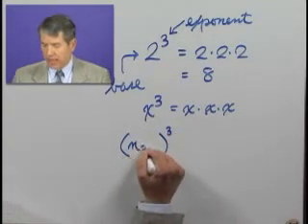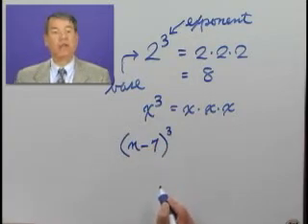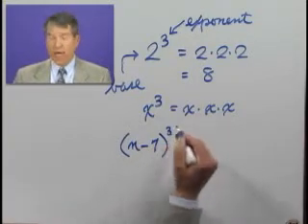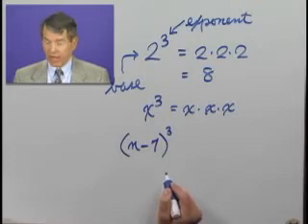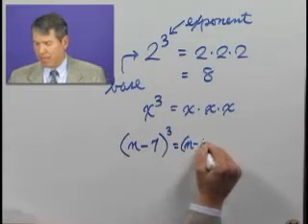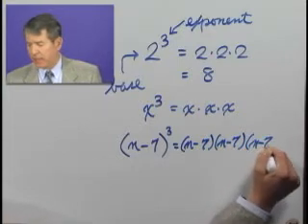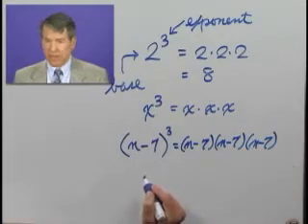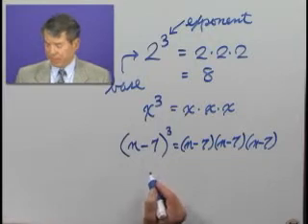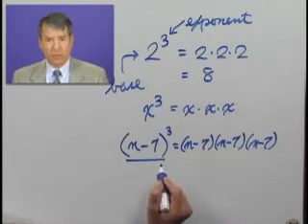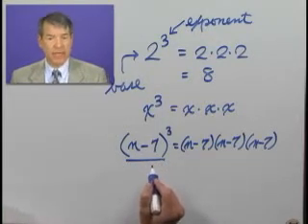Suppose I had n minus 7. If I'm going to take n minus 7 to the third power, that's n minus 7 times n minus 7 times n minus 7. And that's probably not a computation you want to do. This is a simple form to write a power of a base.